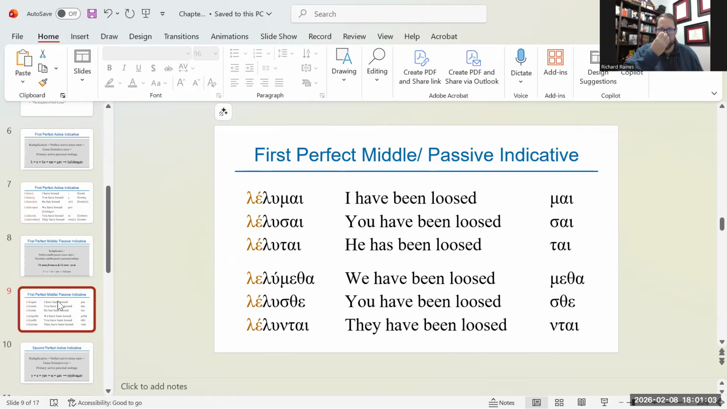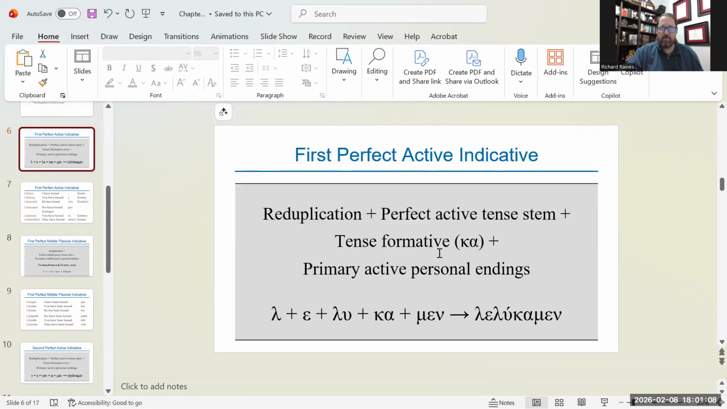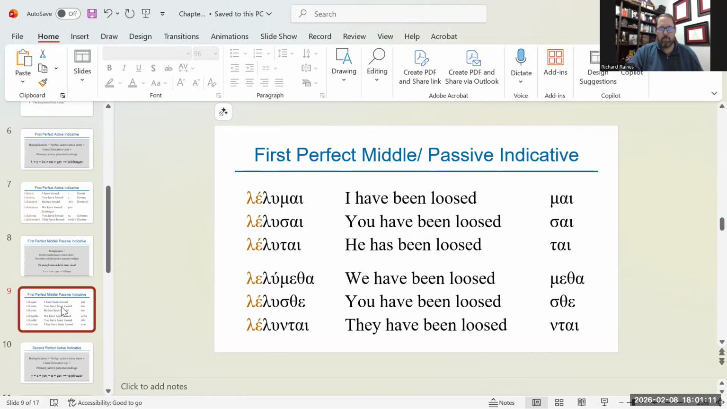So this is a little easier to pick out because in the active, you have this tense formative. You don't have the tense formative in the middle and the passive. You just have the reduplication, which is a duplication of that lambda plus that vowel, which in this case is an epsilon. Lelumai, lelusai, lelutai, lelumetha, leluste, leluntai. That is, I have been loosed, you have been loosed, he has been loosed, we have been loosed, so on and so forth.